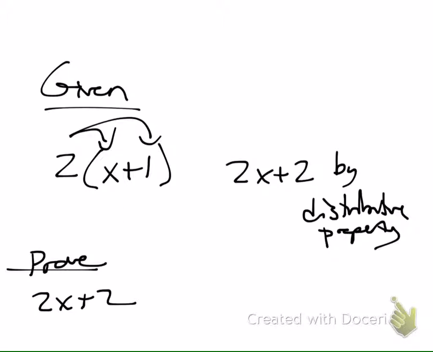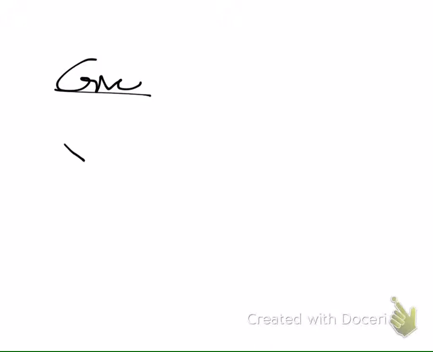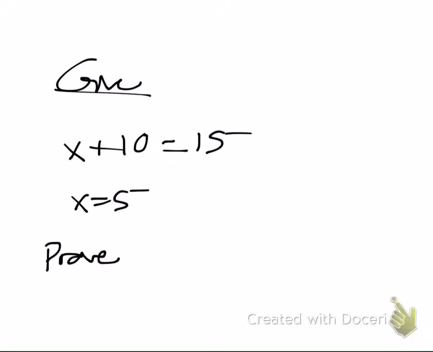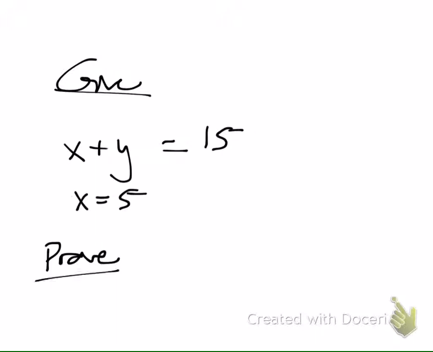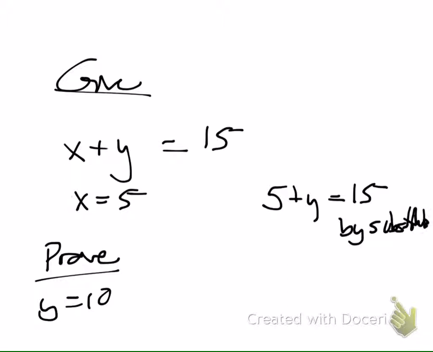Okay. And then the last one is substitution. So if I gave you this one, if I give you x plus y equals 15 and x equals 5, I want you to prove y equals 10. Well, what's the first thing you're going to do to solve this algebra problem? You're going to plug in 5 for x, right? So you're going to get 5 plus y equals 15 by substitution, right? You have to give a reason for everything, by substitution.